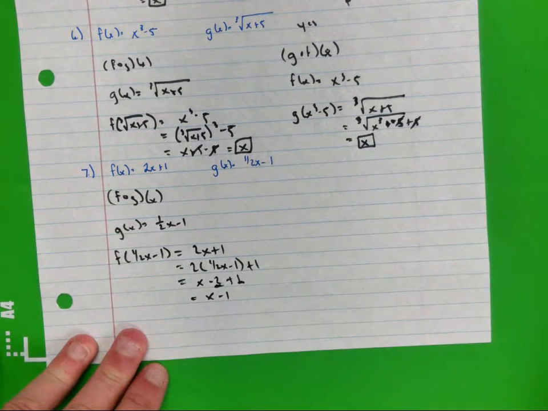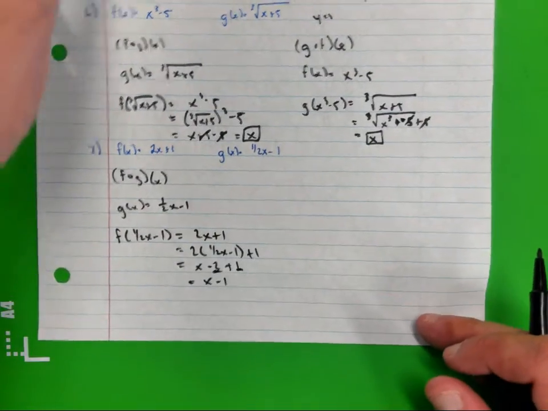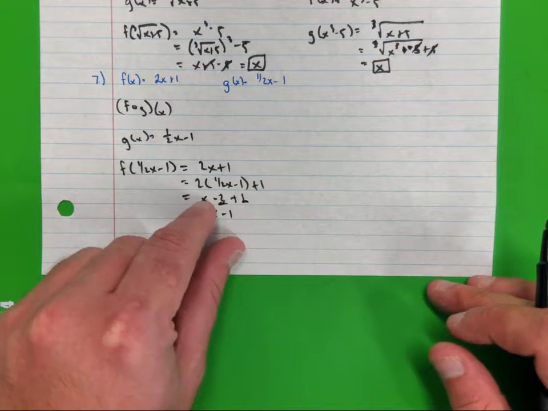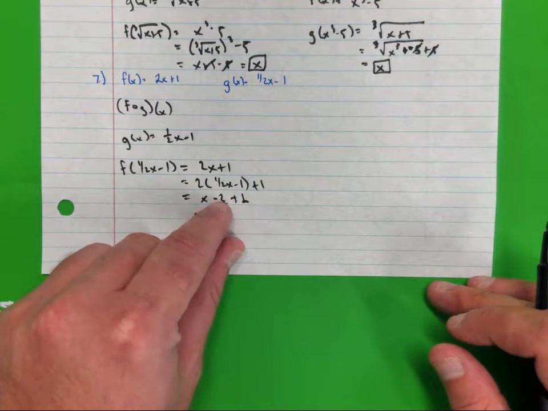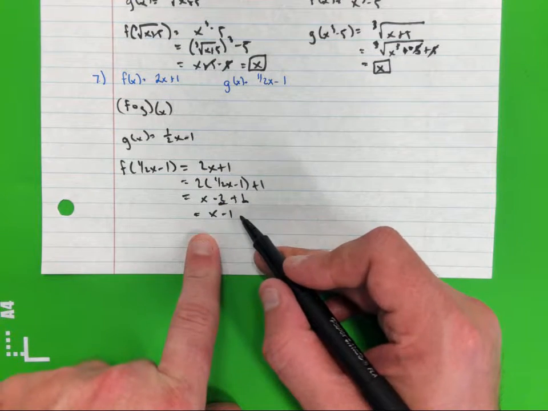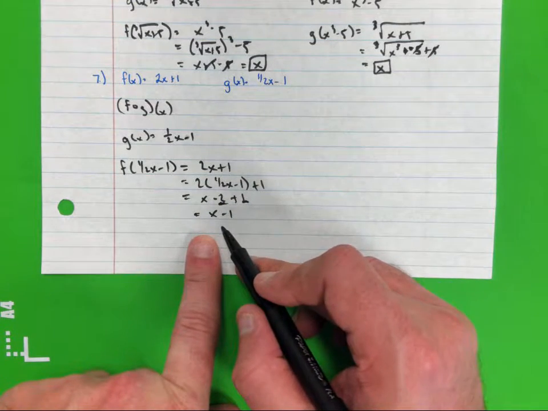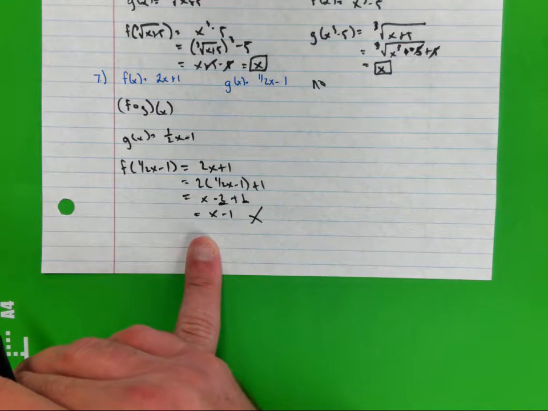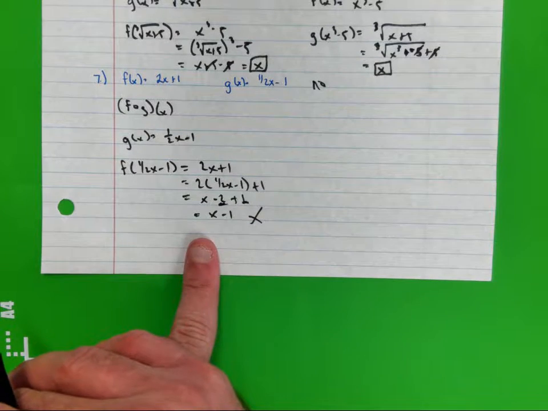Do you see that? I plugged 1/2 x minus 1 into the f function. 2 times 1/2 is x, but 2 times negative 1 is negative 2. And then when I get down here, negative 2 plus 1 gives me negative 1, doesn't it? So did I get x here? So that's why it's no, they are not inverses. Does that make sense to y'all?